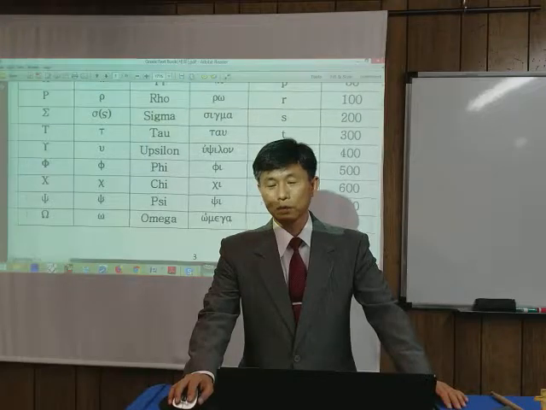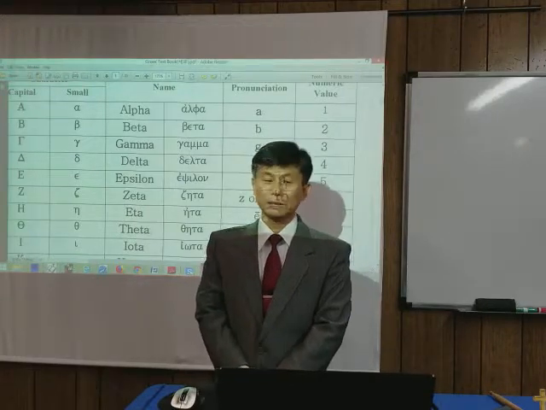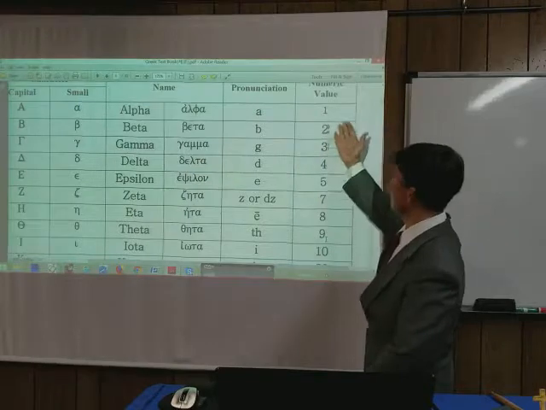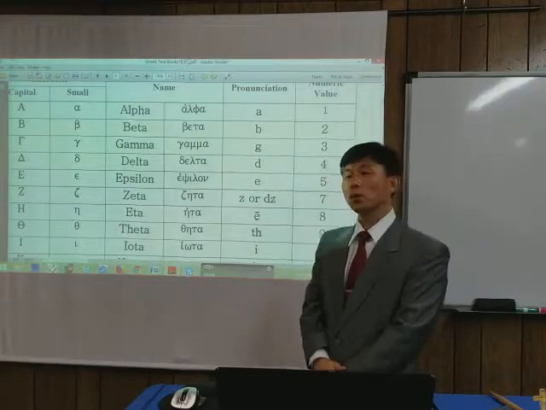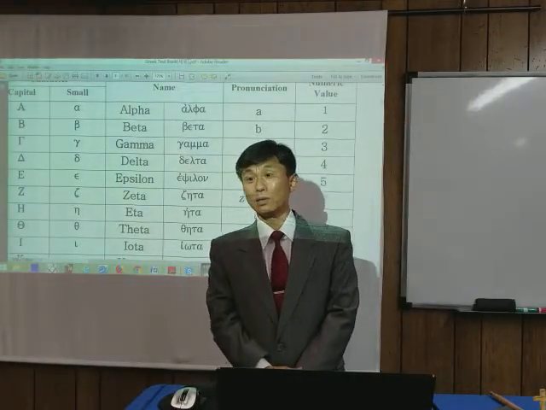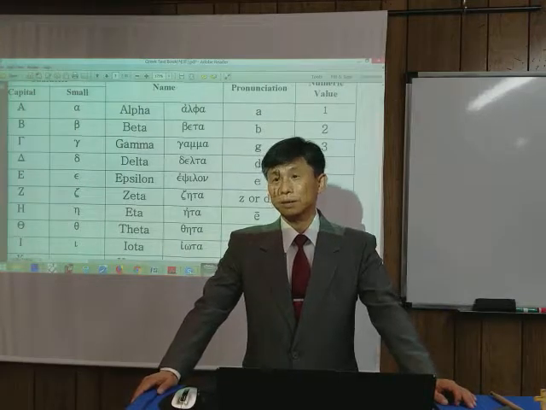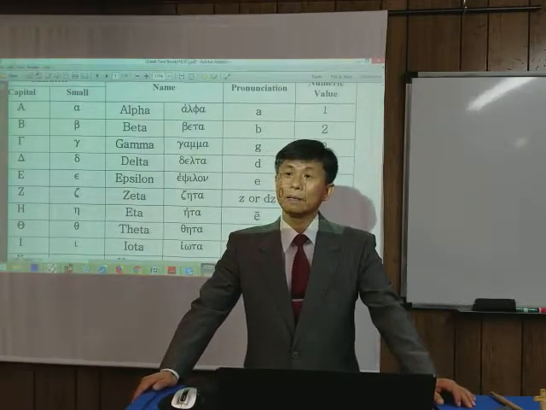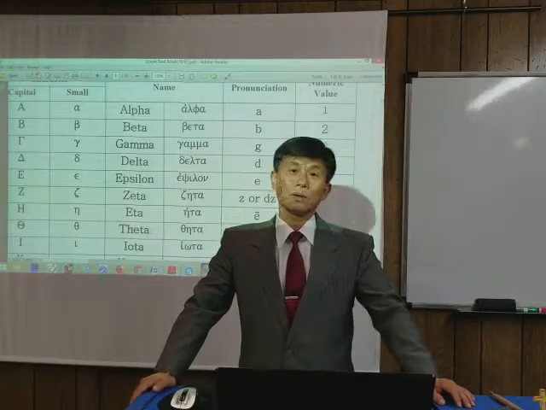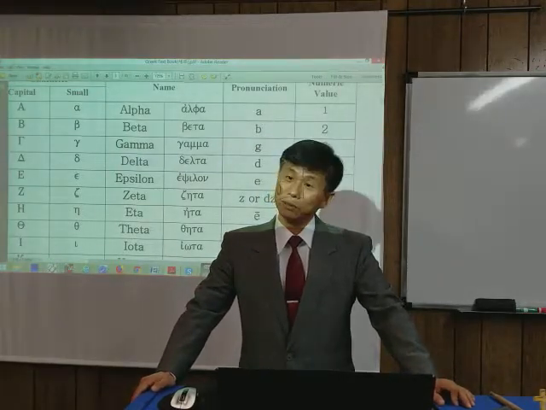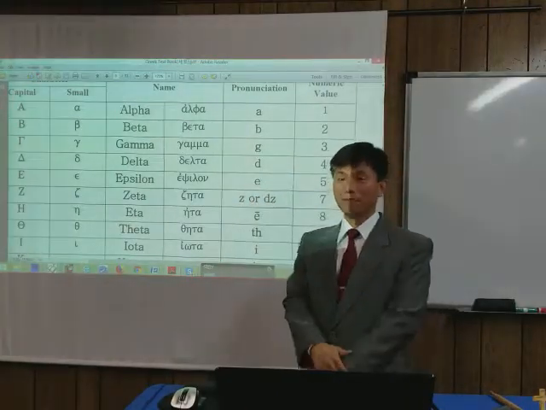And then talking about the numeric value here. Each alphabet, as you see here, alpha's numeric value is 1, and then beta, 2, and so on. Okay? So Koine Greek expresses the number with their alphabet. Each country has their own numbers, depending on their history. For example, we have the Roman numeral, and Korea also has its own number. So Koine Greek also expresses the number using the alphabet.